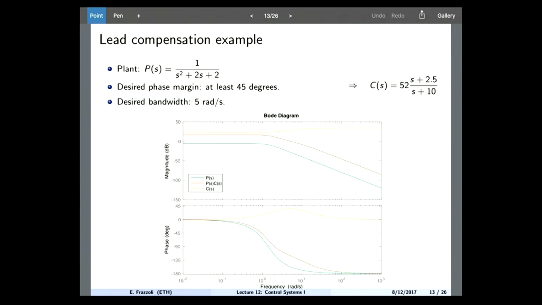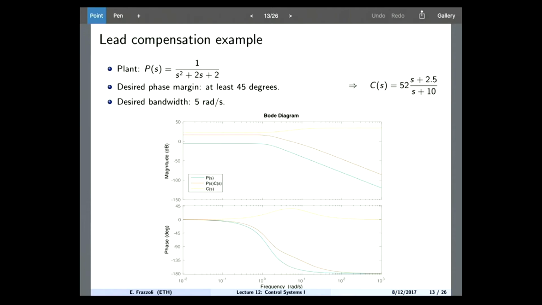But then what is the phase at frequency 5? 1, 2, 3, 4, 5. You see that the phase is, what is it? Minus 150, minus 160, I don't know, right? So you see that the phase margin is not what we want.